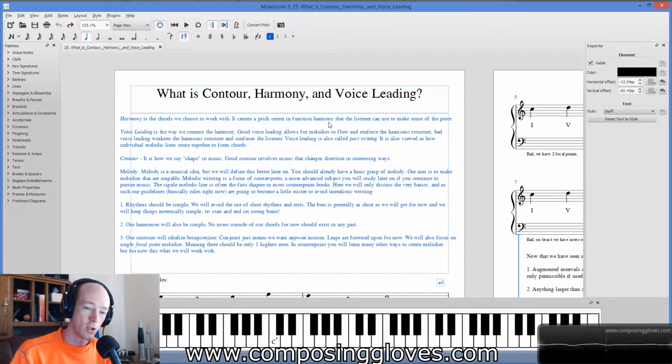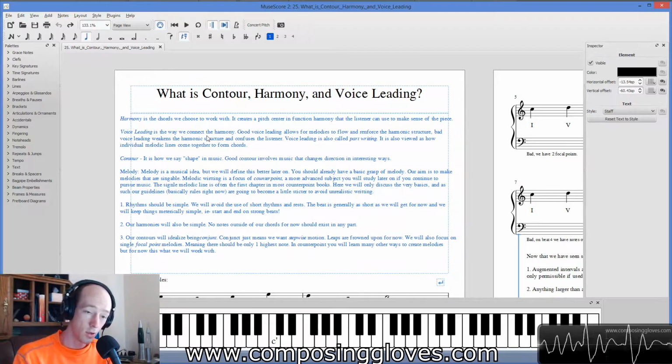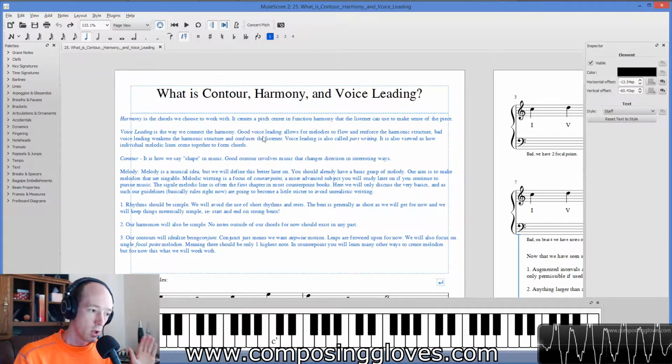It's simply creating a tonal center, some sort of structure in our music that we're going to be using to give the listeners something to make sense of. So harmony, there we go. Voice leading. Now this is connected to harmony. Voice leading is the way we connect our harmonies. It's also called part writing. So you write a piece, right? Let's just go through this paragraph real quick, and then we'll talk about it more. Voice leading is the way we connect our harmonies. Good voice leading allows for melodies to flow and reinforce the harmonic structure.